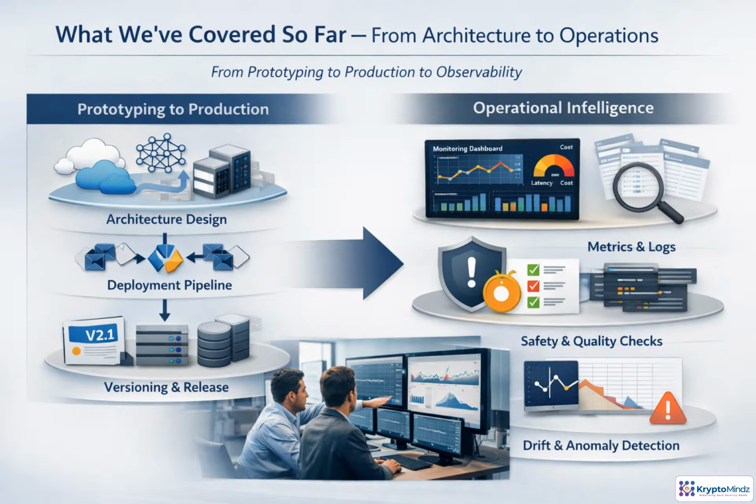You've already seen how GenAI prototypes become production architectures, how RAG, APIs, orchestration, and integrations fit together, and how those systems are deployed, versioned, and released. Now the focus shifts to operating them intelligently. Observability gives teams visibility into latency, cost, token use, retrieval quality, safety issues, regressions, and real user outcomes.